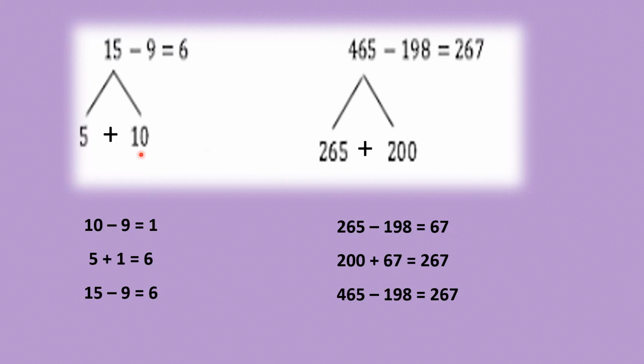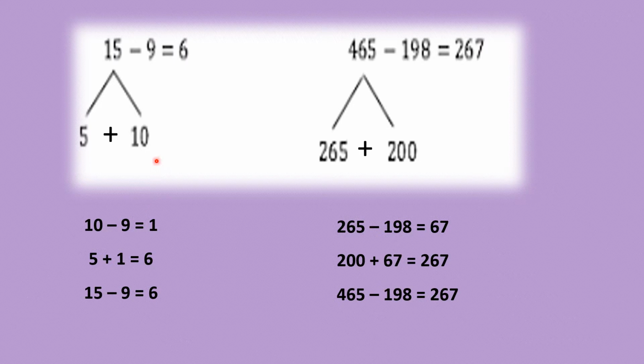Once I have broken 15 into two numbers, 10 and 5, now I'm not going to use 15. Instead, I am going to use 10 and 5 for the subtraction. So instead of using 15, first I use 10, again the bigger number. 10 minus 9 is what? 10 minus 9 is 1.